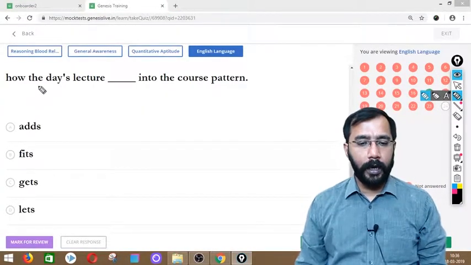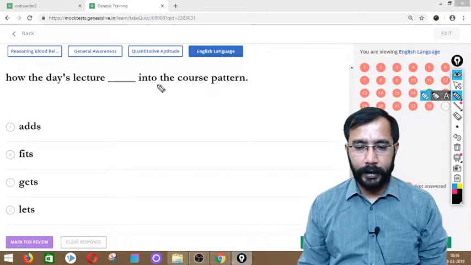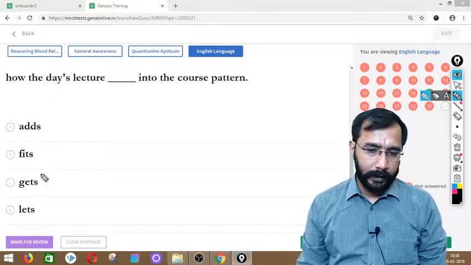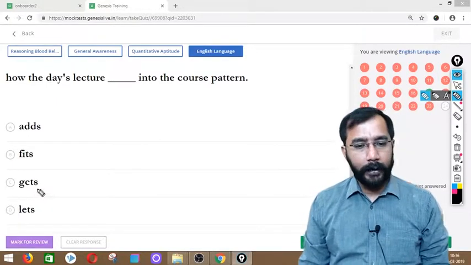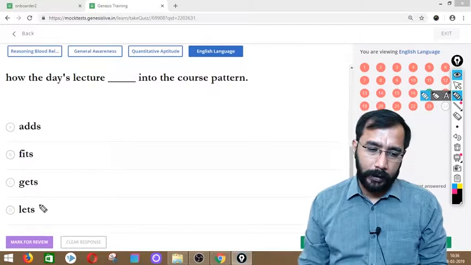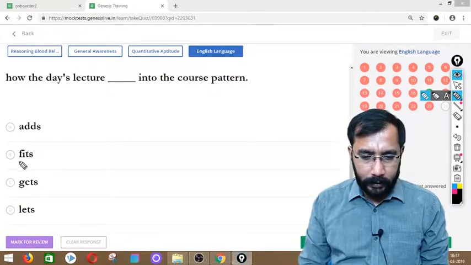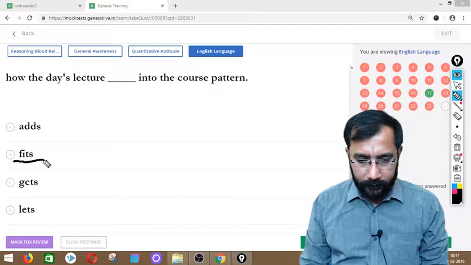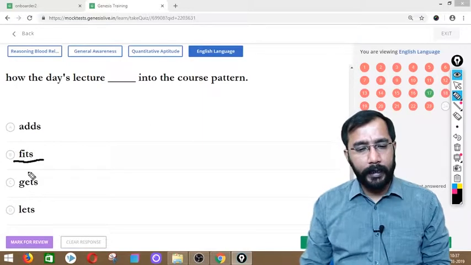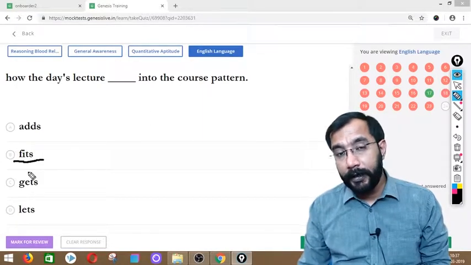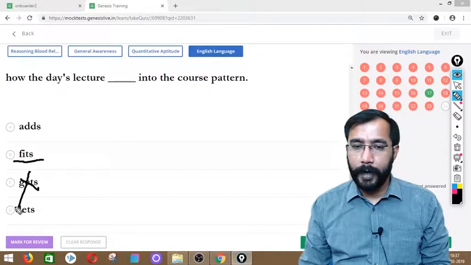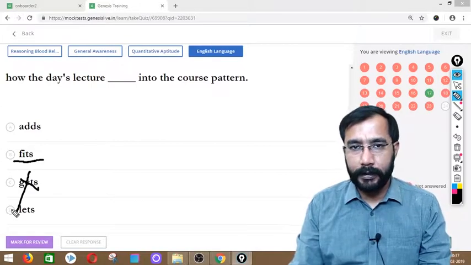All right, the next fill in the blank. How the day's lecture dash into the course pattern. Adds into, no. Fits into, maybe yes. Gets into, no. Nothing would get into the lecture. It has to be properly organized. Lets into, certainly no topic can let itself in. So the appropriate right answer over here is fits, because whenever you plan a lecture, it has to fit into the course pattern. Any additional information has to fit into the course pattern. It is not gets into the course pattern. All right, so the right answer over here is fits.